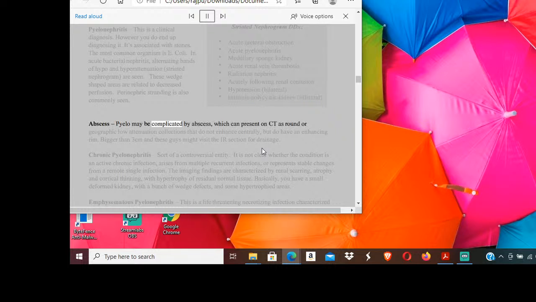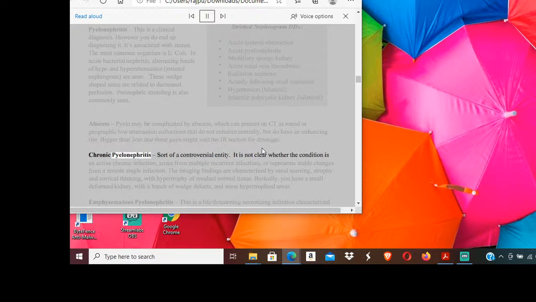Abscess. Pyelo may be complicated by abscess, which can present on CT as round or geographic low attenuation collections that do not enhance centrally, but do have an enhancing rim. Bigger than 3 centimeters, and these guys might visit the IR section for drainage.